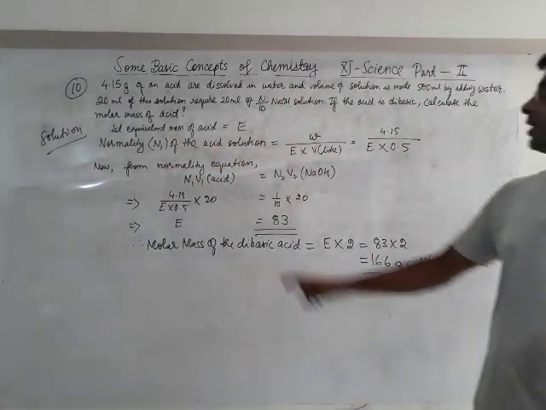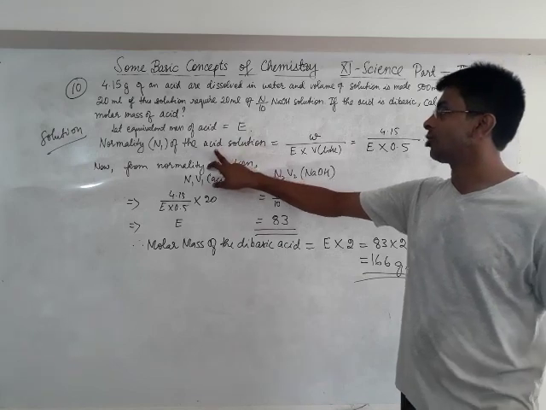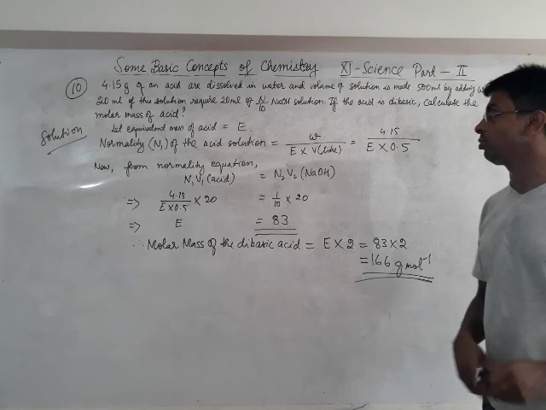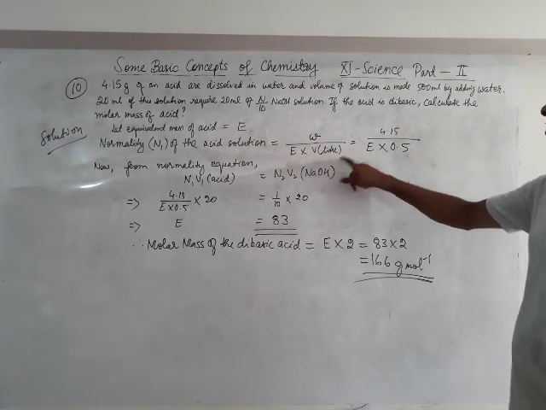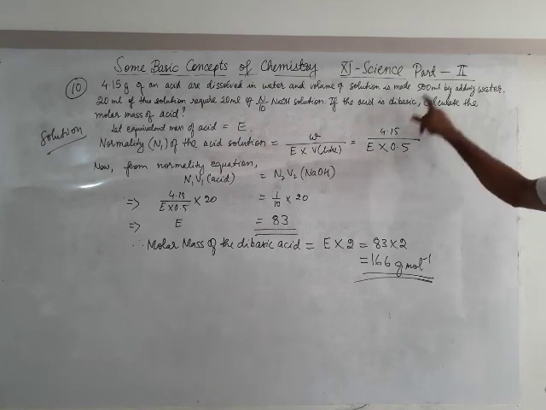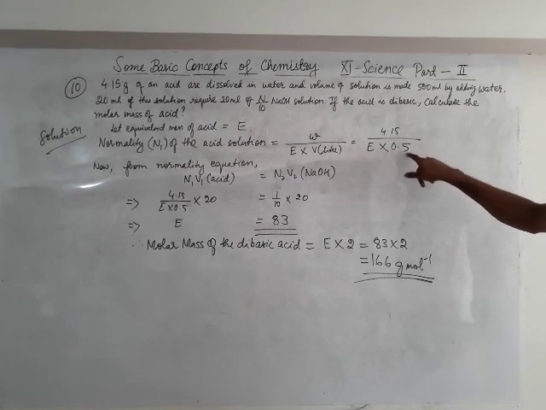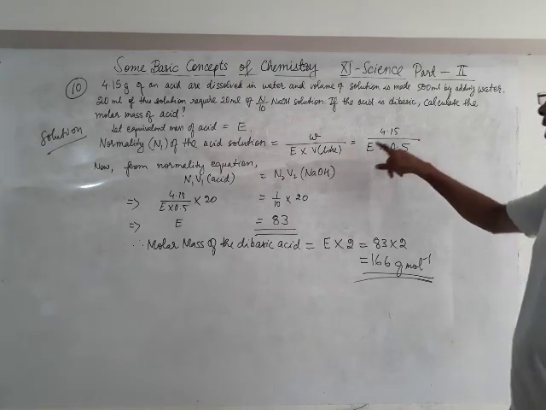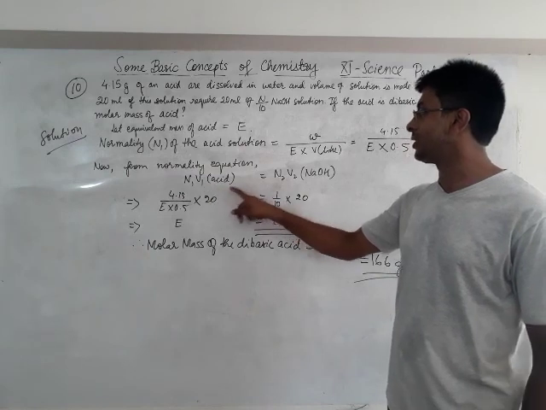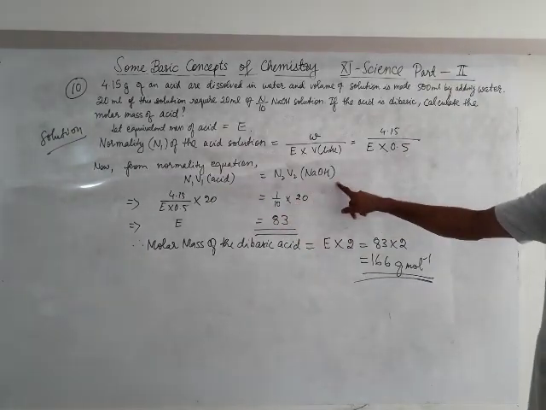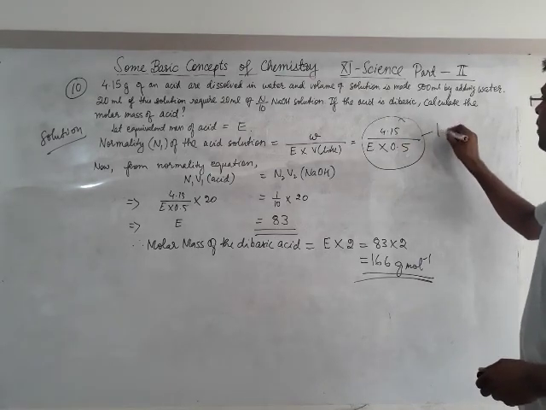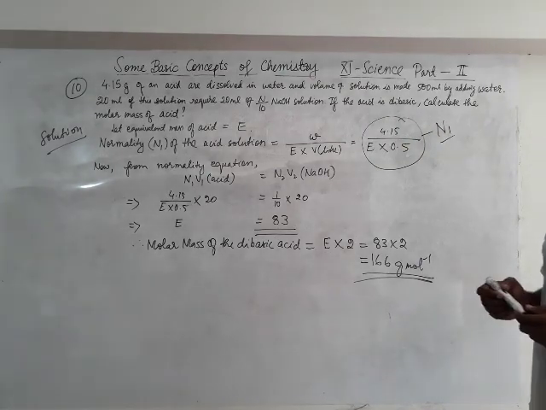Now normality of the acid solution, let it be N1. The formula which I have given you in the assignment notes is W by E into V in liters. So that is coming to 4.15 divided by capital E into 0.5. It is 500 ml, convert this into liters, 0.5. So upon simplification we will get the value in terms of E only. Now by using the normality equation, N1 V1 of the acid is equal to N2 V2 of sodium hydroxide. Put the value of N1, this is our N1, normality of the acid solution.